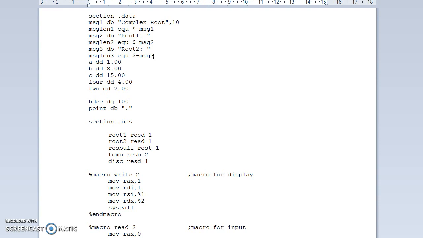For that purpose you have to initialize a, b and c values. So a has been initialized, b has been initialized, c has been initialized as per the example that we are solving for the quadratic equation.